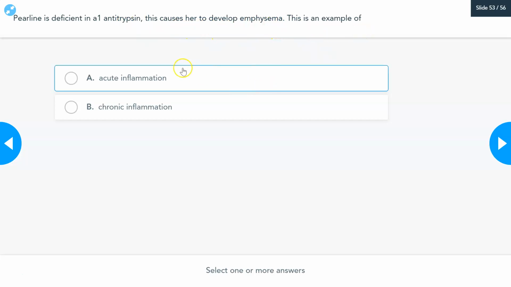This would be an example of acute or chronic inflammation. So this emphysema, which would it be? And the fact that she is lacking alpha-1 antitrypsin.